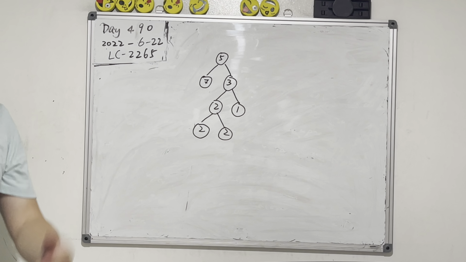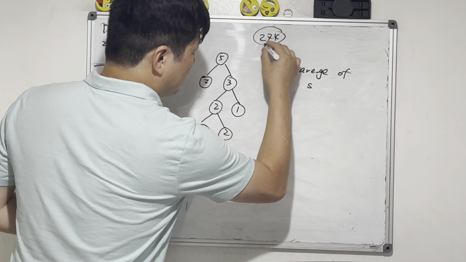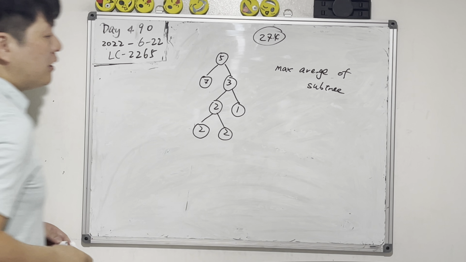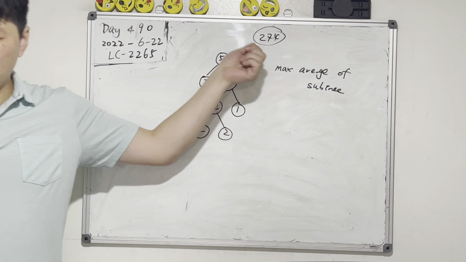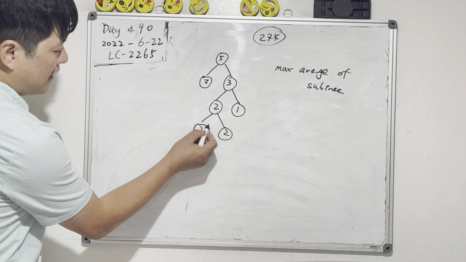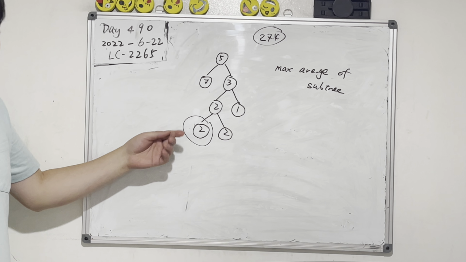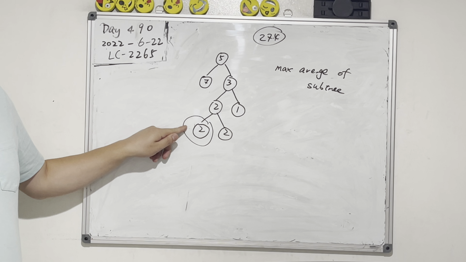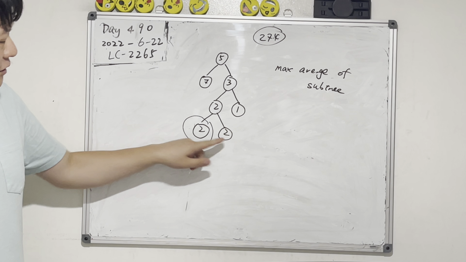In 270 days, we talk about to get the maximum average. That's 274 days, subtree. We want to find out, on that day, we talk about the depth search, to find out the maximum average of subtree. Look at this node. This is a subtree, right? The average is 2.